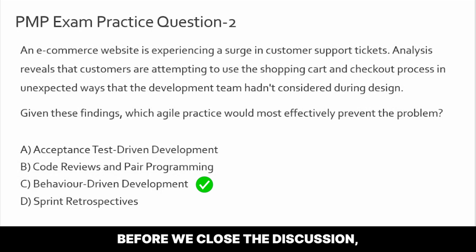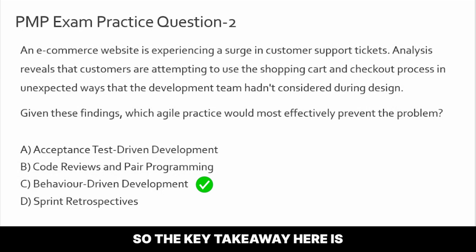Now before we close the discussion, let's discuss option D as well. I hope none of you have selected option D, which is sprint retrospective, because while retrospectives are crucial for team improvement and process refinement, they are basically reactive, right, rather than preventive. Retrospectives help us learn from past experiences, but they don't specifically help us to anticipate user behaviors before they actually occur, right? So in this case, we need a practice that helps to prevent the problem rather than the one that helps us reflect on it after the problem has actually occurred, right? So that is the reason option D is incorrect.